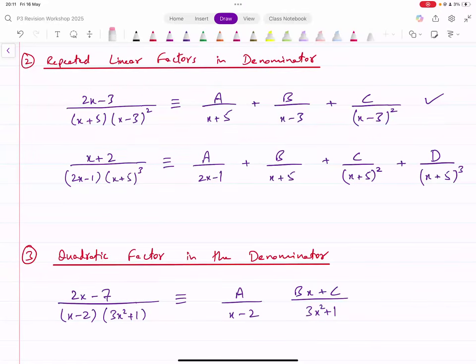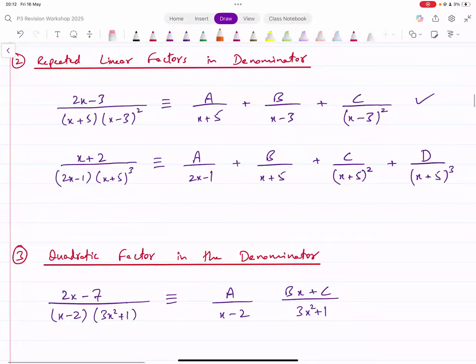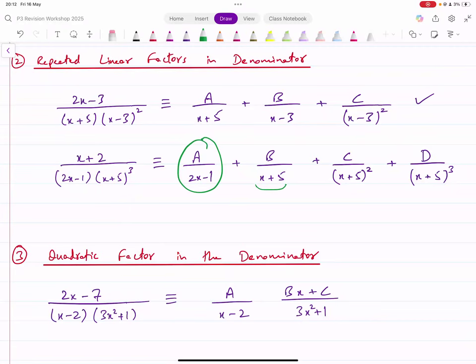Now, you won't see any example in the past papers until now, but in the recent past papers, they are trying new things. So what if you end up having a cube there? What would happen in that case? In that case, you would say this is a over 2x minus 1 plus b over x minus 5, b over x plus 5. You consider power 1 first, and you consider power 2, and then power 3 like this, right? So it's the same pattern that appears here as well.